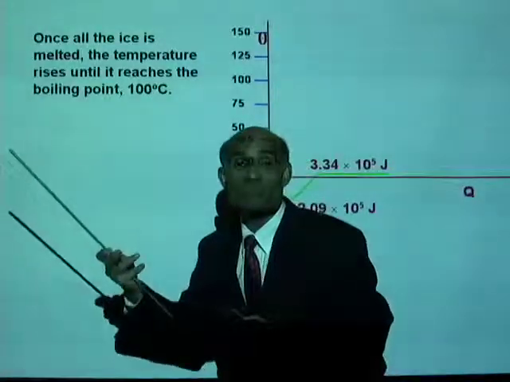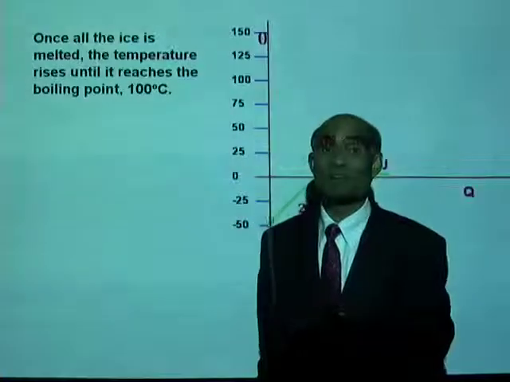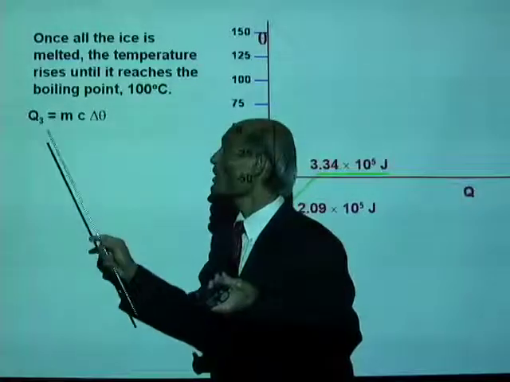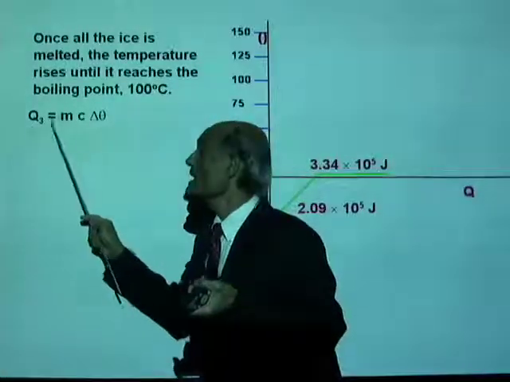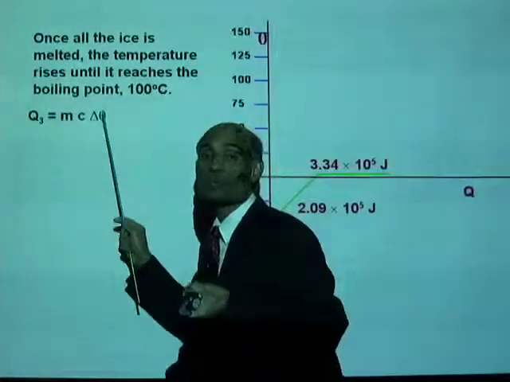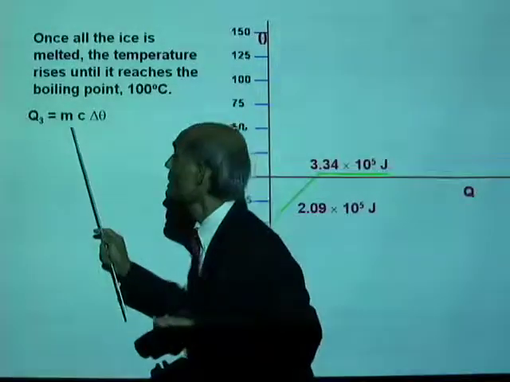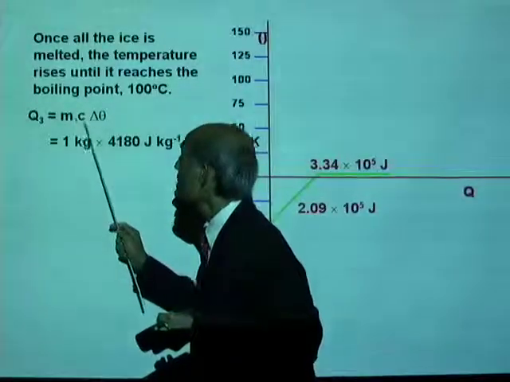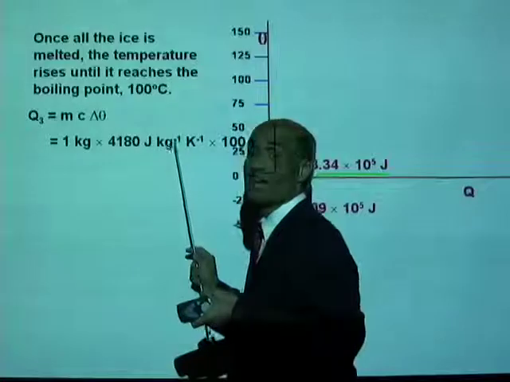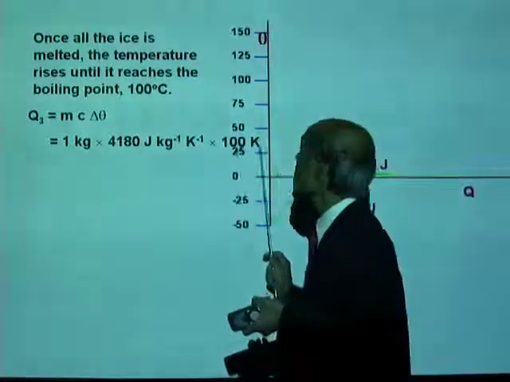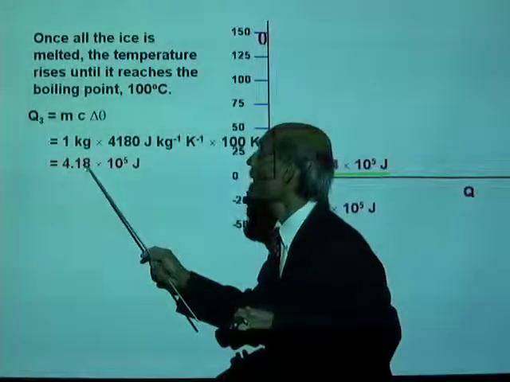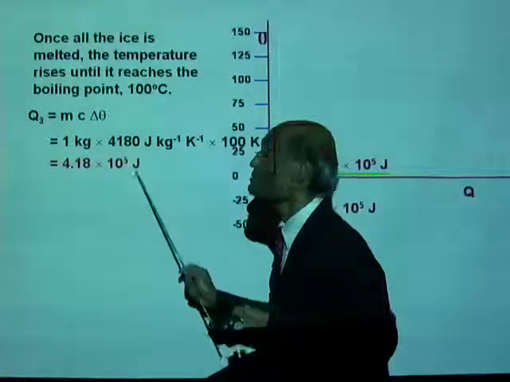There is a change in temperature of 100 Kelvin. So what is the quantity of heat absorbed during that time? The quantity of heat absorbed Q3 is mass times specific heat times change in temperature during that time. That will be, mass is 1 kilogram, specific heat of water is 4180 joules per kilogram per Kelvin, and the change in temperature is 100 Kelvin, and that will be 4.18 times 10 to the 5 joules.